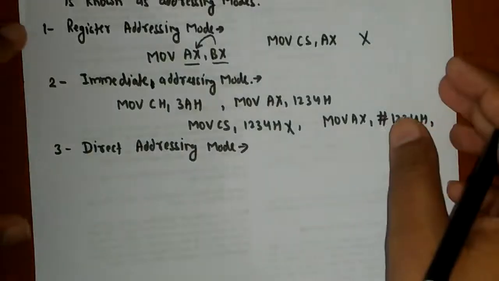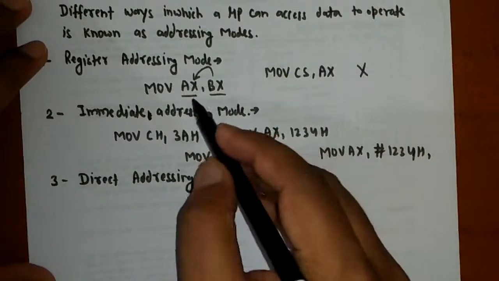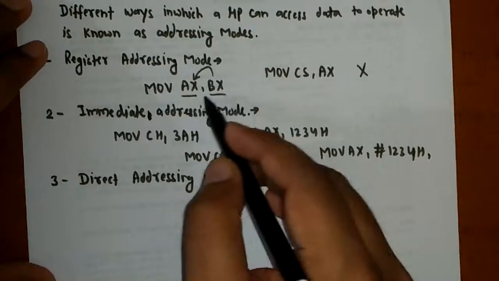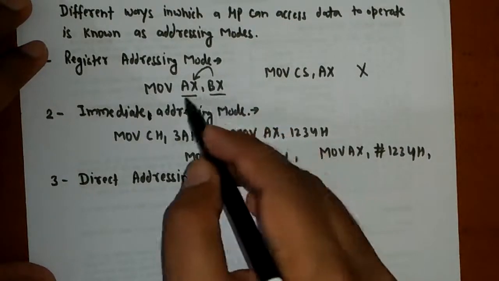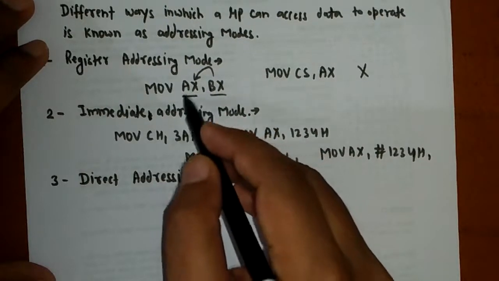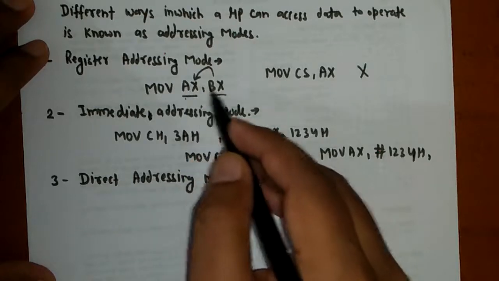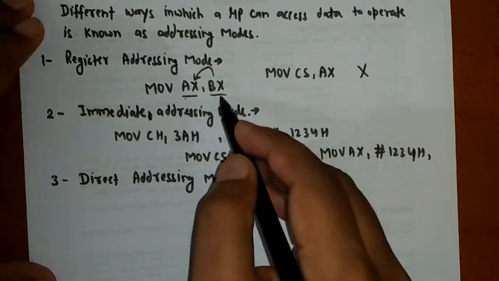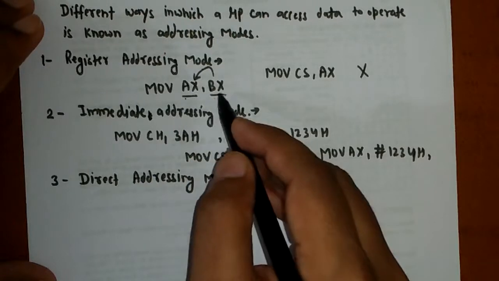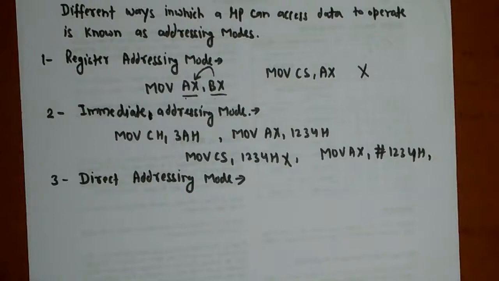Before moving ahead, I would like to add one more point in register addressing mode: both the registers should be of the same capacity. That means both should be either 16-bit or 8-bit. You cannot put a 16-bit register on one side and an 8-bit register on the other. Both registers should be of the same capacity.